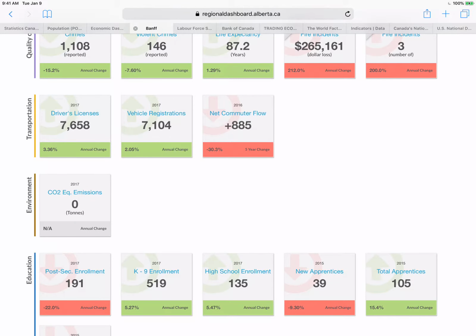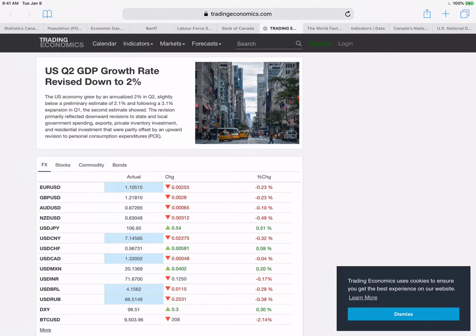All right, so we want to be able to compare information about different economies. Well, if you want to compare information of other economies besides Canada and the US and Alberta, let's say you want to know what's happening in Germany and China, then we need to go to a website like Trading Economics that's going to show multiple countries.